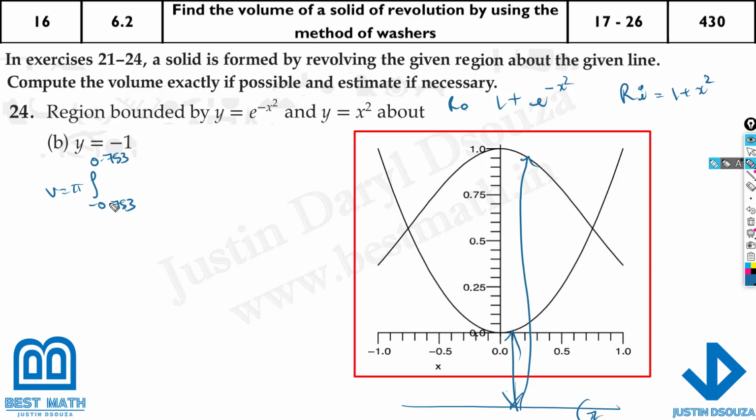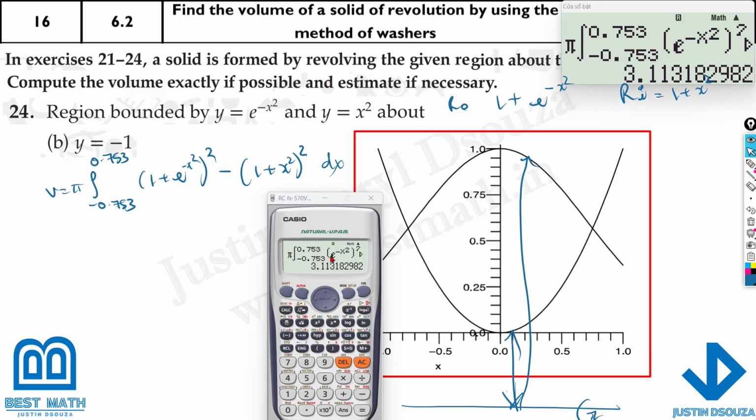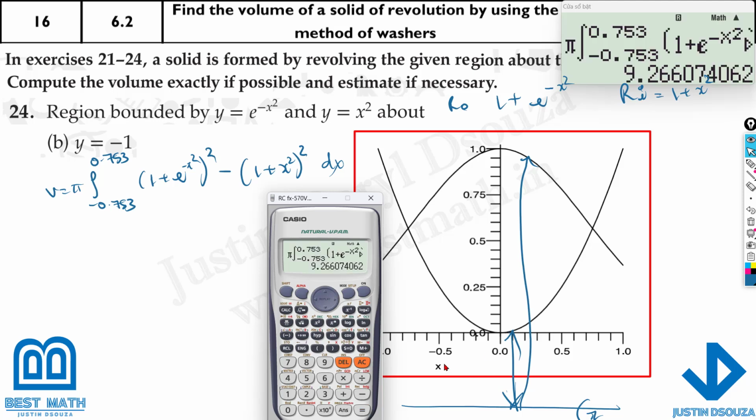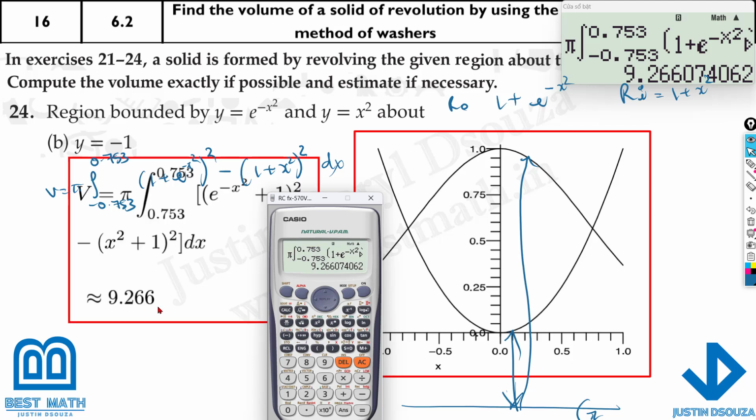And what we have here is the outer equation, that is 1 plus e to the power minus x squared, the whole square, minus the inner equation 1 plus x squared, the whole square dx. And just put that in the calculator and that will be the answer. Here I'm just going to edit this. So I'll write 1 plus, then the same thing, squared minus 1 plus, it's not along the axis, so that's why the additional distance. The answer is 9.266. That's it.